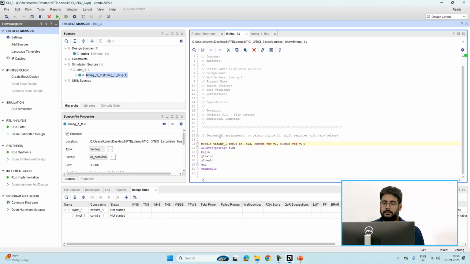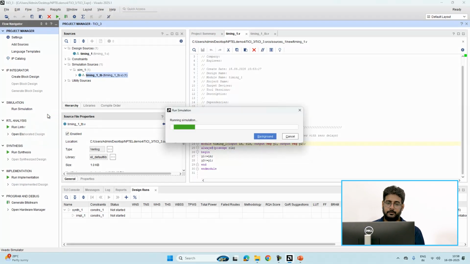It's sequential assignment, no delays, delay is not there. And it is in slide number 14 of the lecture on timing control, and it forms a shift register with 0 delays. Okay, so we will run the simulation first.